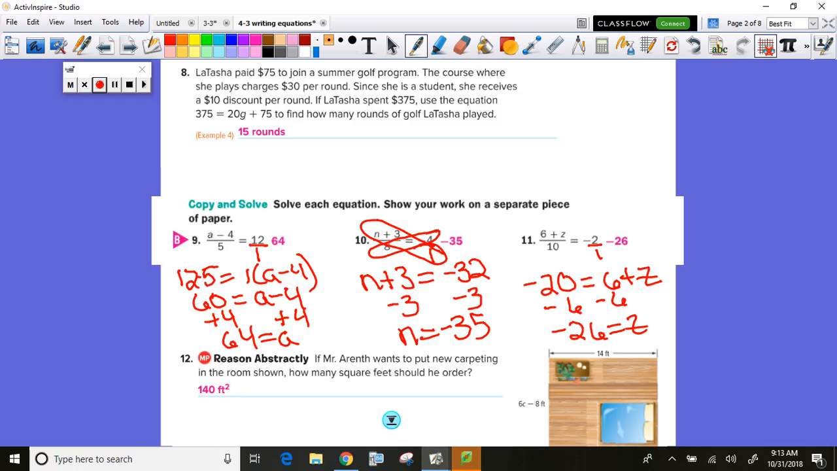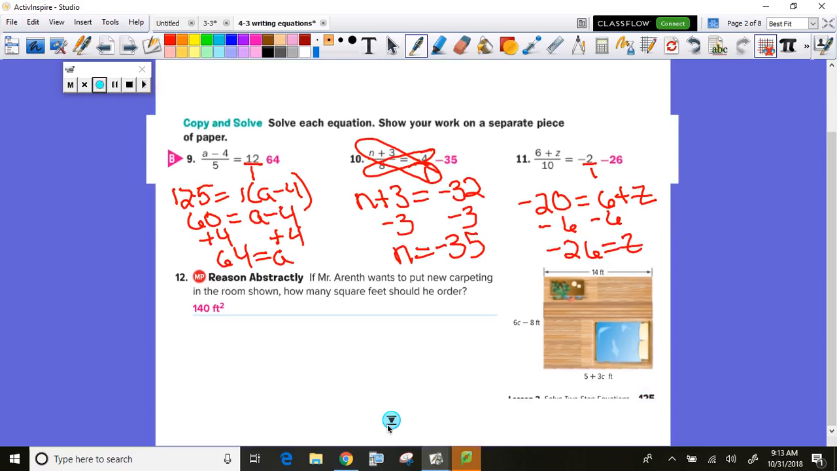Number 12, the answer is 140. Number 12, you take into account, he wants to put new carpeting in the room. How many square feet should he order? So you need to find the area. In order to find the area, I need to find out how much C is.